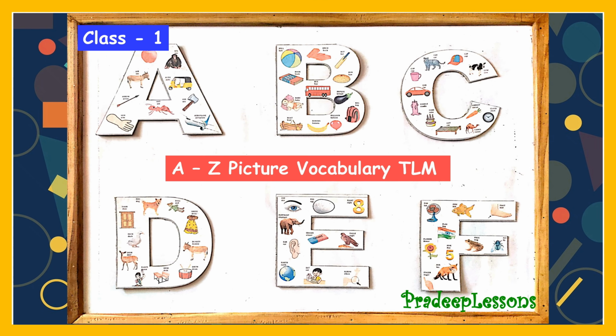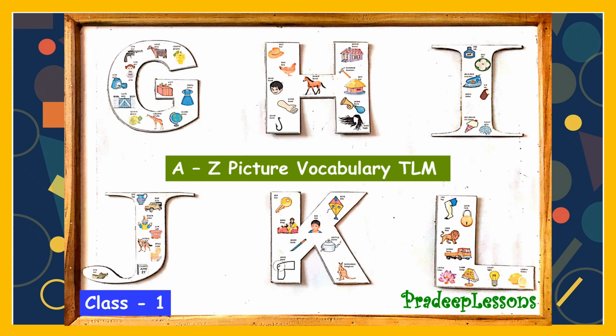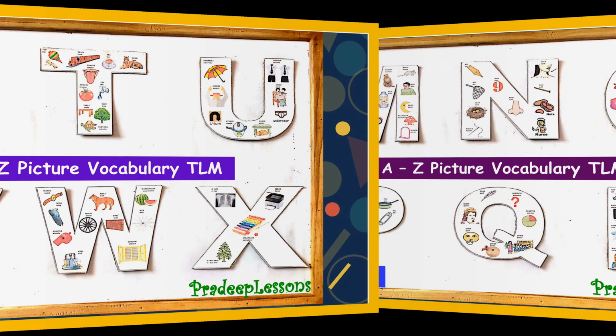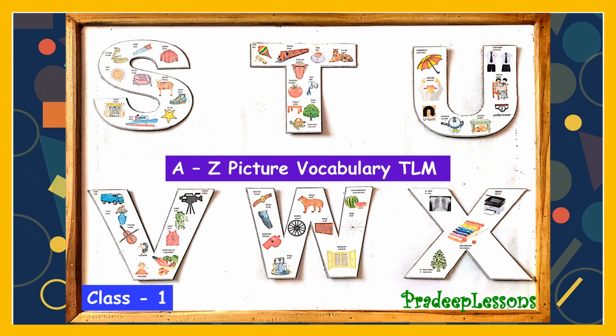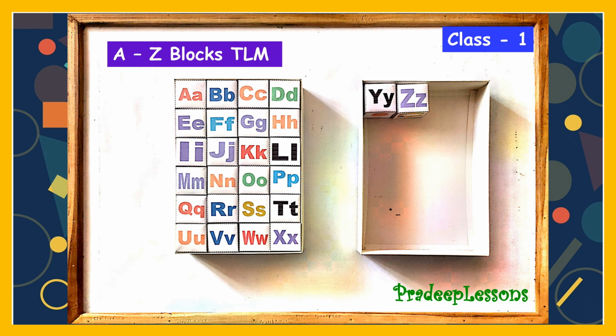Next, A to Z picture vocabulary. Each letter covered maximum 10 pictures. We are now watching remaining letters of picture vocabulary. Next teaching learning material is about A to Z blocks TLM.